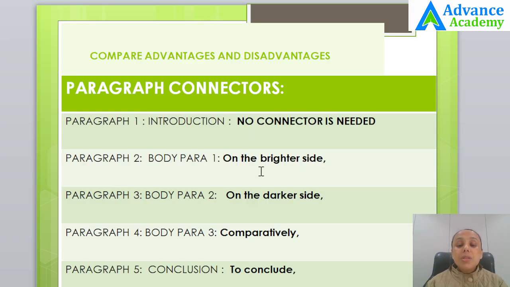The body para 1, because it is going to discuss the positive side of the situation, so you may start it like on the brighter side. Then body para 2 will start with a clear contrast connector that's on the darker side. And because the body para 3 is going to compare these two aspects, so the connector that is most suitable is comparatively. Then for the conclusion, as we always use to conclude or in conclusion to recapitulate as per your convenience, or you may just use some natural connector for the conclusion paragraph.